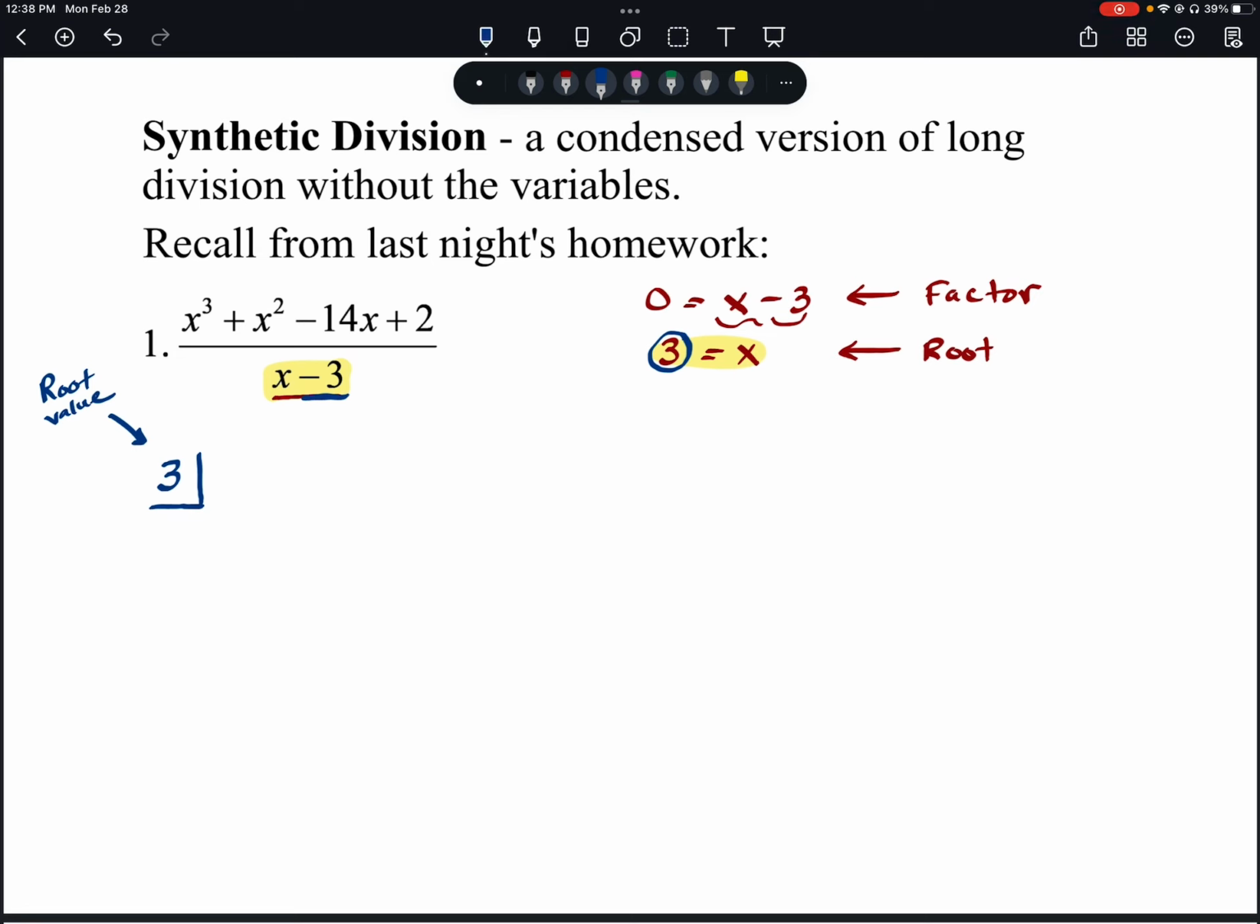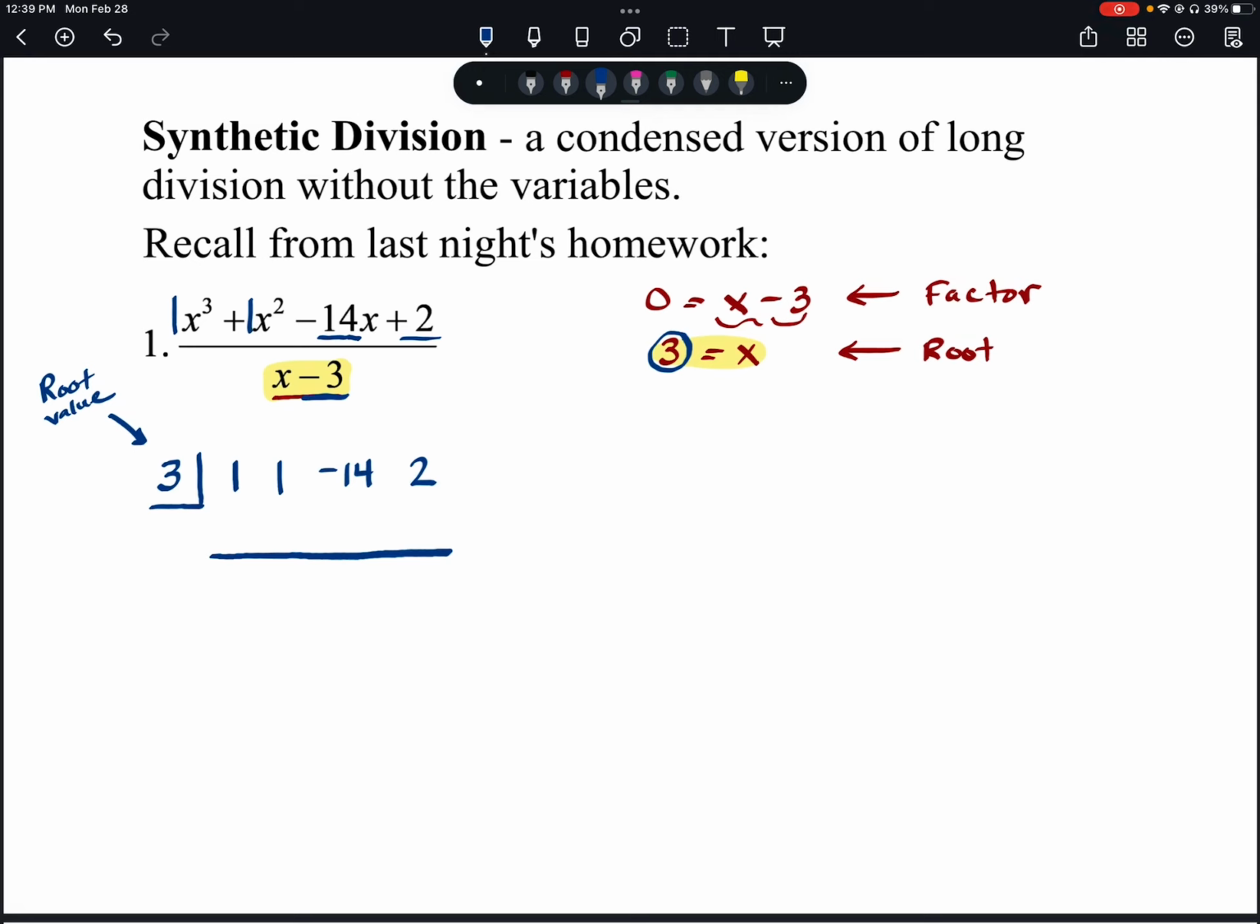Then we're going to take the coefficients of our expression. Our coefficients up here would be a 1, a 1, negative 14, and then a positive 2. So we're going to write those down: 1, 1, negative 14, and 2. Just leave a little space so you can tell that that's not 11 or something like that instead. Leave a little space below as well, and then we'll put our equal bar at the bottom.